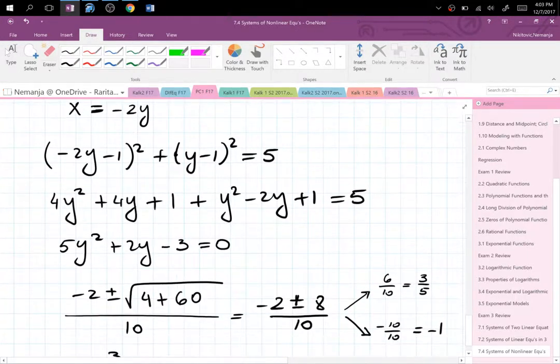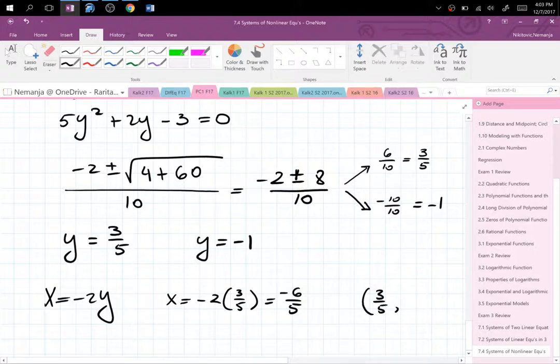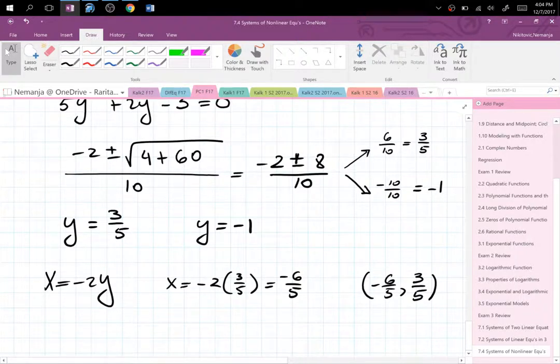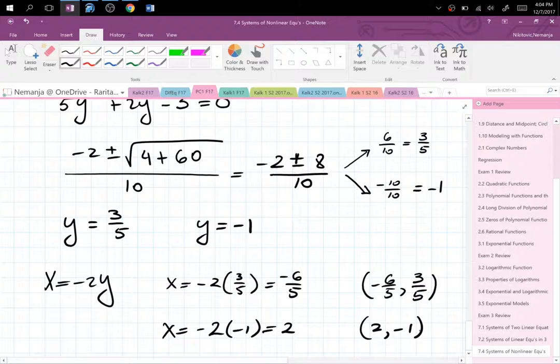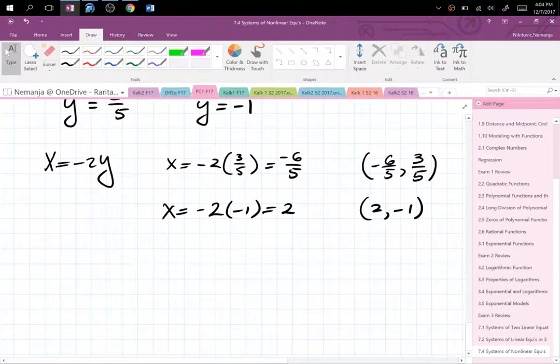We have our substitution equation x equals negative 2y. So x equals negative 2 times 3/5, which is negative 6/5, which creates the point... no, have to list x first. Negative 6/5, 3/5. And then you have x equals negative 2 times negative 1, which is positive 2, so the second point is (2, negative 1). So the circle and the line intersected at these two points.